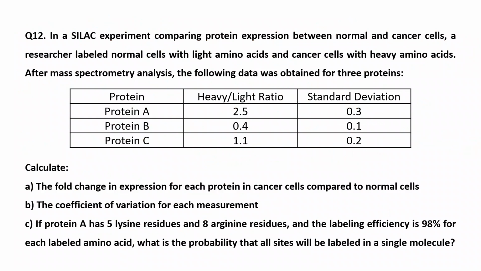In a SILAC experiment comparing protein expression between normal and cancer cells, a researcher labeled normal cells with light amino acids and cancer cells with heavy amino acids. After mass spectrometry analysis, the following data was obtained. So you have to calculate the following 3 things.